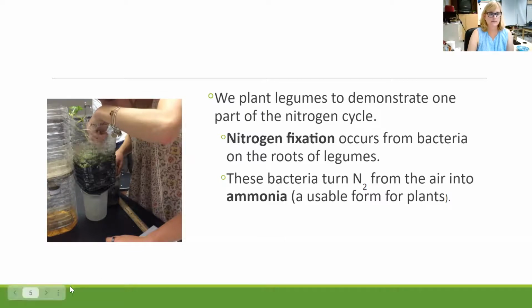Okay, so next. And by the way, N2, nitrogen gas, it's in our atmosphere. It actually makes up 78% of our atmosphere, is unusable for plants. People and plants can't use the nitrogen in air. So it has to be changed.